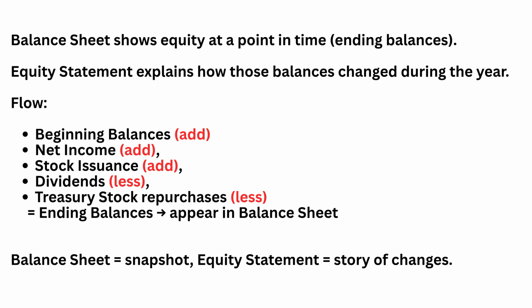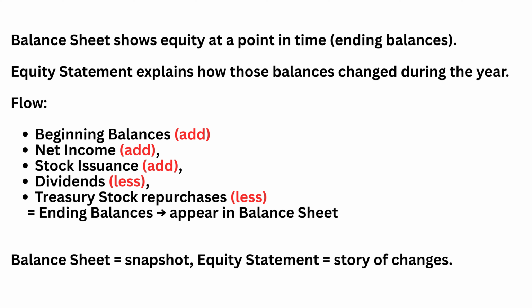Example: suppose the company pays some dividends during the year. The retained earnings column decreases because some of the profits are given back to the owners. 5. Treasury stock. If the company buys back its own shares, the treasury stock column increases, which reduces total equity. This shows that the company is using its own money to buy back ownership from investors.